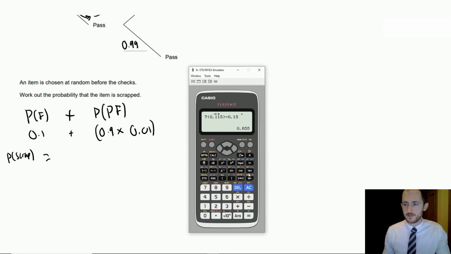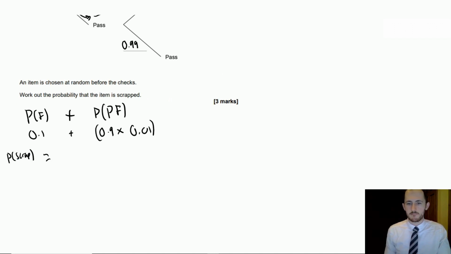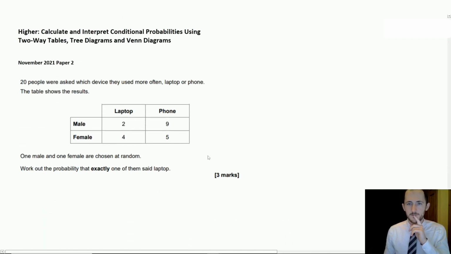And we have 0.1 plus, open bracket, 0.9 multiplied by 0.01, and you get 0.109. So again, you get a mark here, a mark here, and a mark for getting the right answer. Because again, most people would get that incorrect. They would multiply either these 2 together or forget to multiply this. So be really, really careful.